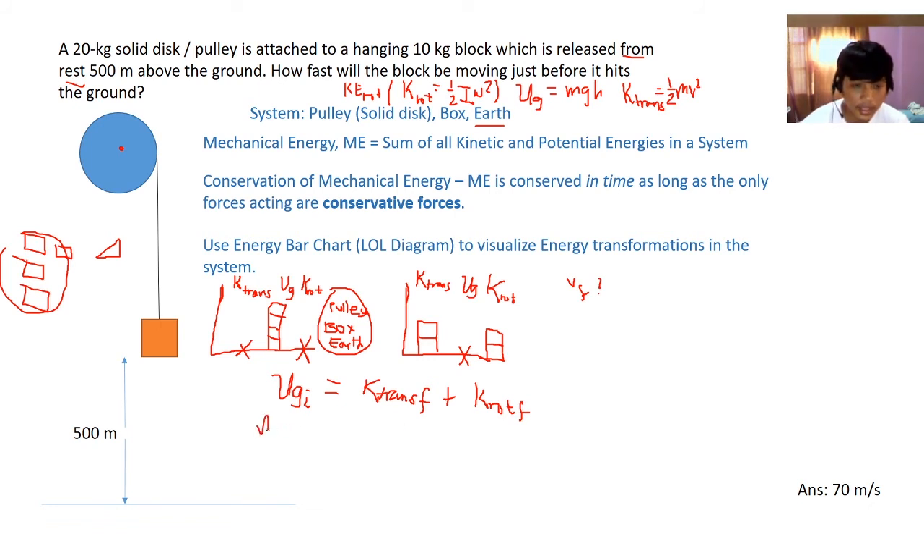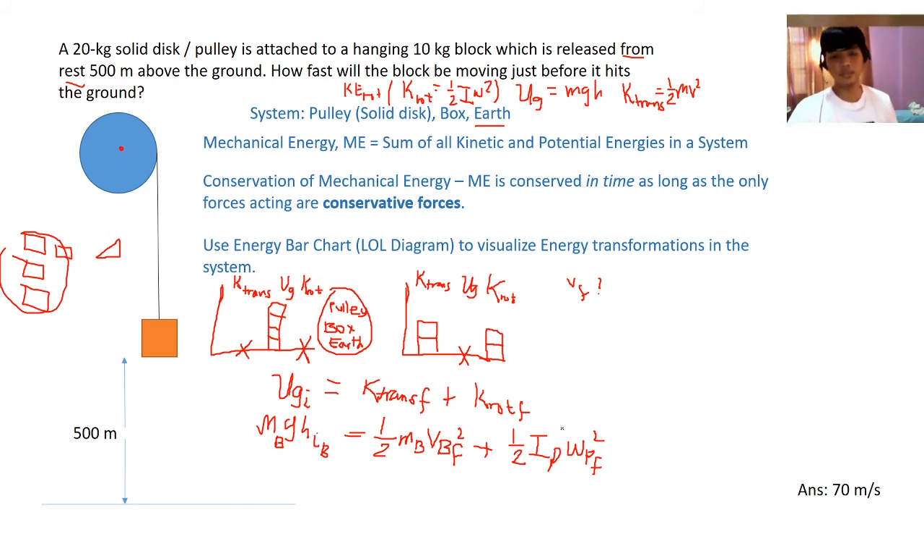Okay. MGH initial. Here we are referring to the mass of the block, because this is the gravitational potential energy of the block, and the initial height of the block. And K trans also refers to the block, because the pulley is not moving translationally: one half the mass of the block and the velocity of the block squared. This is what we're looking for. And K rot final is one half the moment of inertia of the pulley and the final angular velocity of the pulley squared.